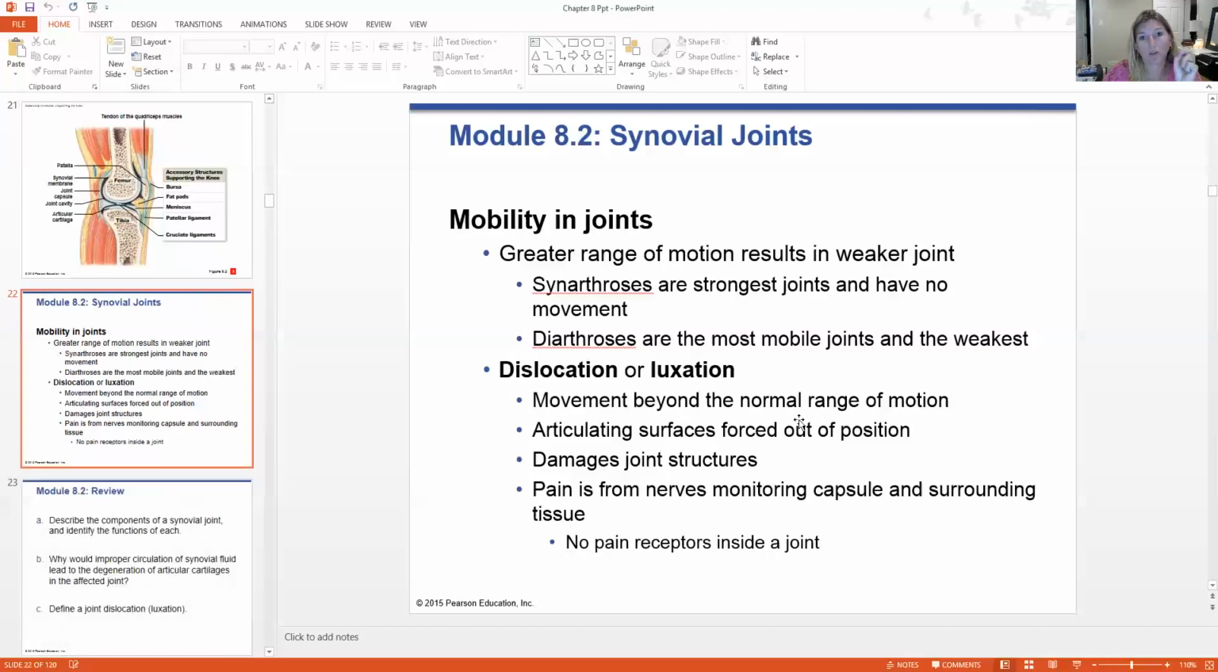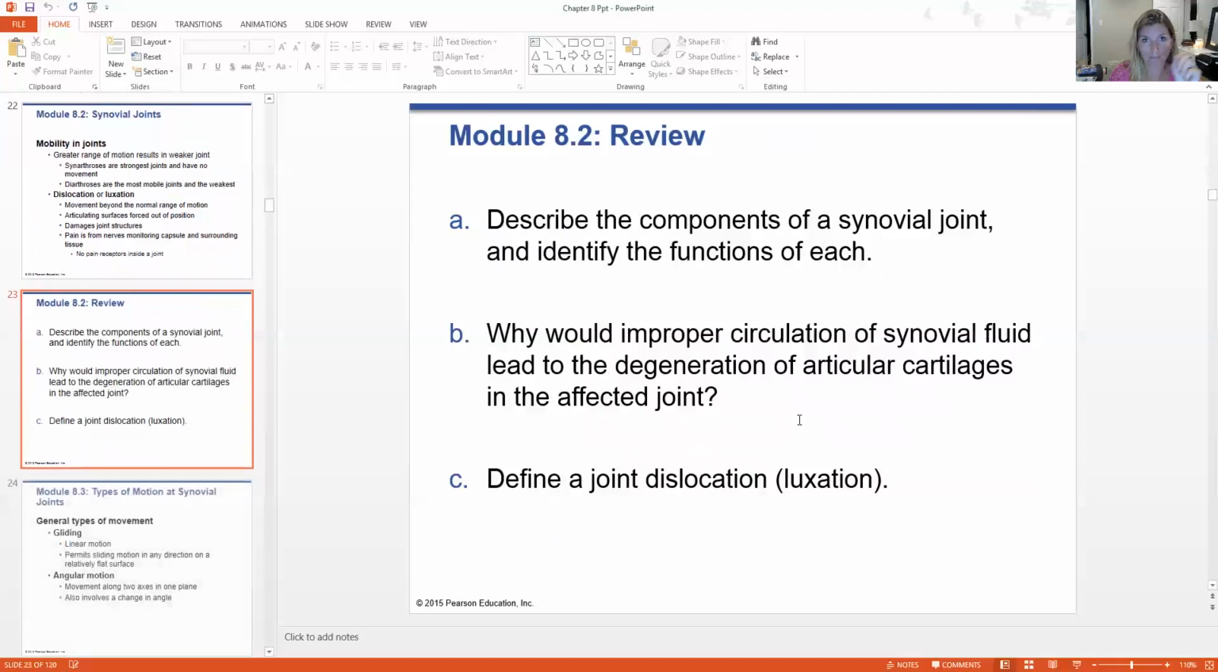The pain is from the nerves in the joint capsule. There's no actual pain receptors in the joint itself, but the joint capsule has nerve receptors associated with it. You can pause the video here, go back and answer these questions.